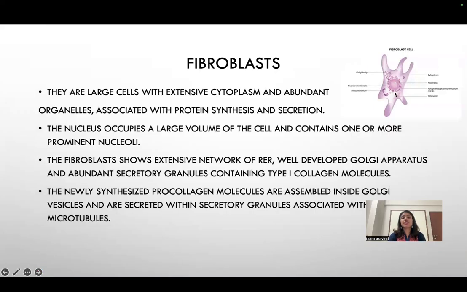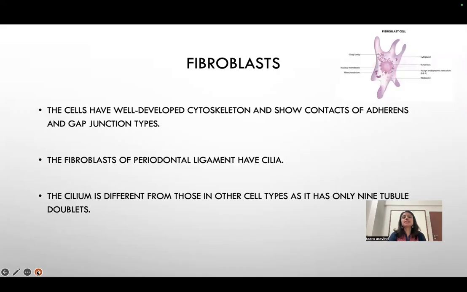These fibroblasts are large cells with extensive cytoplasm and abundant organelles associated with protein synthesis and secretion. The nucleus occupies a large volume of the cell and contains one or more prominent nucleoli. The fibroblasts show an extensive network of intracytoplasmic organelles like the Golgi apparatus, rough endoplasmic reticulum, and abundant secretory granules containing type 1 collagen molecules. The cells have a well-developed cytoskeleton and show contacts of adherens and gap junction types. The fibroblasts of the periodontal ligament have cilia. The cilium is different from those in other cell types as it has only 9 tubule doublets.